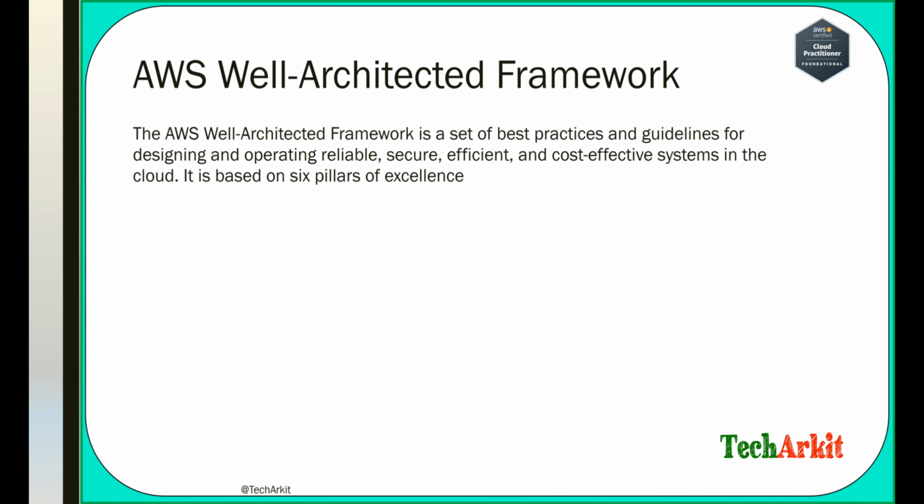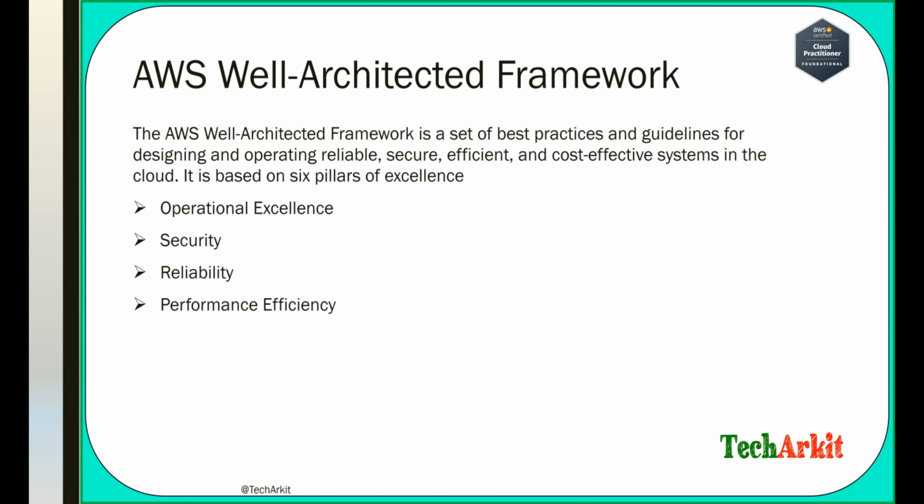The AWS Well-Architected Framework is a set of best practices and guidelines for designing and operating reliable, secure, efficient and cost-effective systems in the cloud. It is based on 6 pillars of excellence. So what are those 6 pillars? You can see here. First one is operational excellence. Second one is security. Third one is reliability. Fourth one, performance efficiency. Fifth one, sustainability. The sixth one is cost optimization. So these are the 6 pillars which make the cloud operational, reliable, secure, efficient and cost-effective.